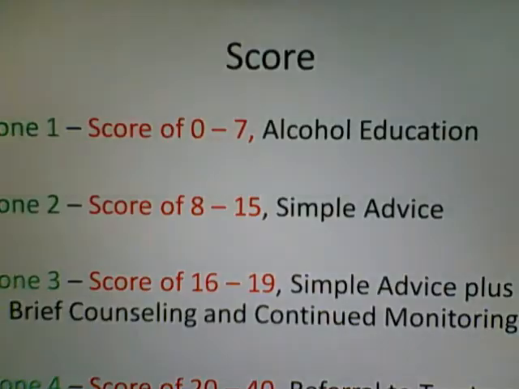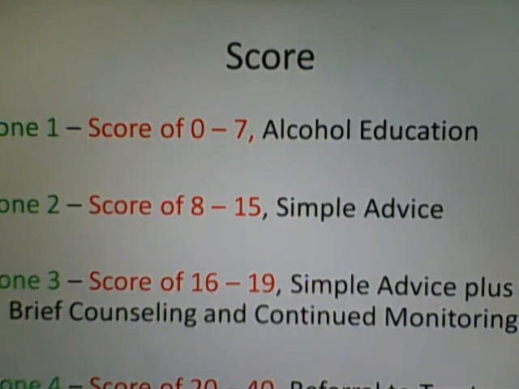I'll give you a few minutes to take care of that. Score each answer based on the answer that you gave, then add up the total. If you scored 0 to 7, alcohol education is recommended. That's zone 1. If you scored 8 to 15, simple advice is needed.